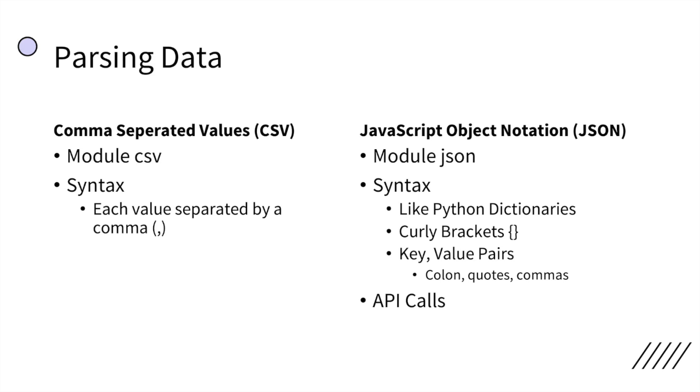Then you have JavaScript object notation, otherwise known as JSON. This one is quite popular.